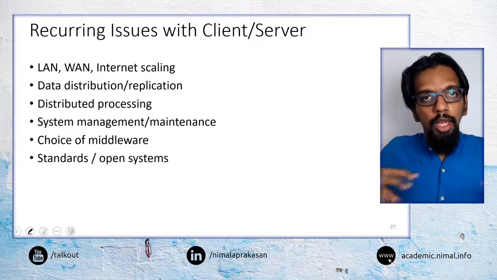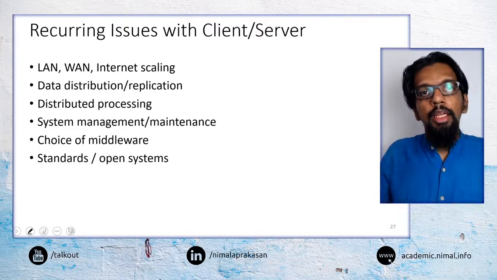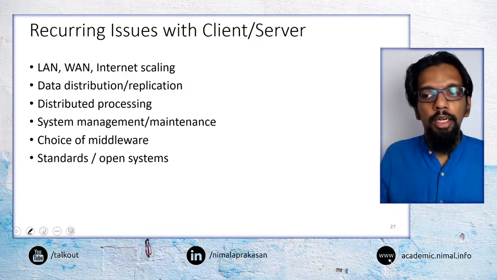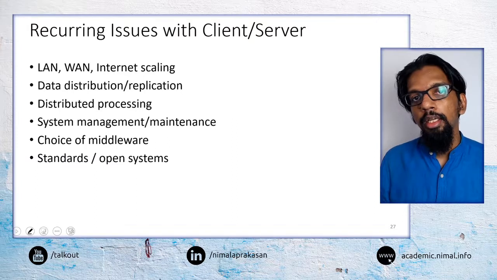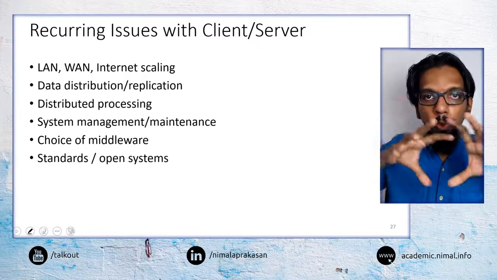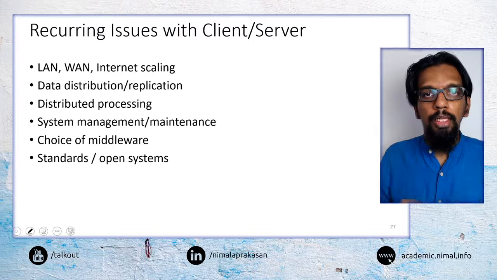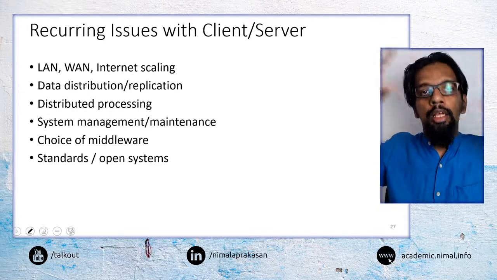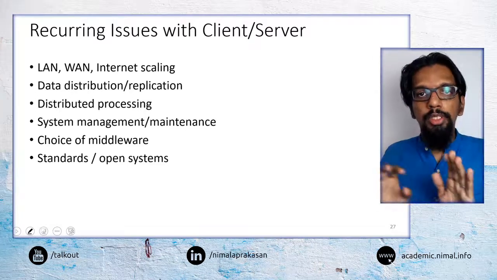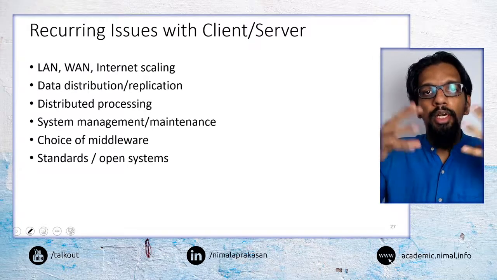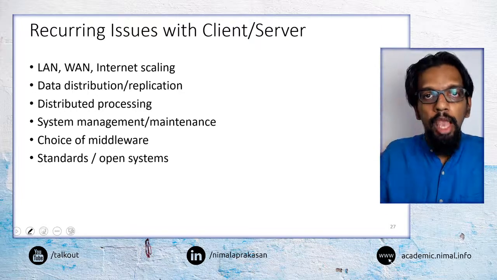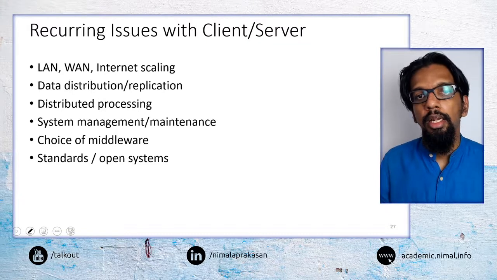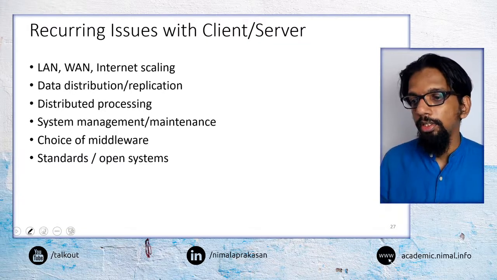Then when we have data at the backend, and we are replicating and distributing data across multiple servers, again, how are we managing that? Then processing, when processing is distributed across multiple servers, again, how is that going to be managed? Then when we split these things into multiple servers, we have to manage these different systems independently but also collectively. So how are we going to maintain and manage these sorts of complex system structures?